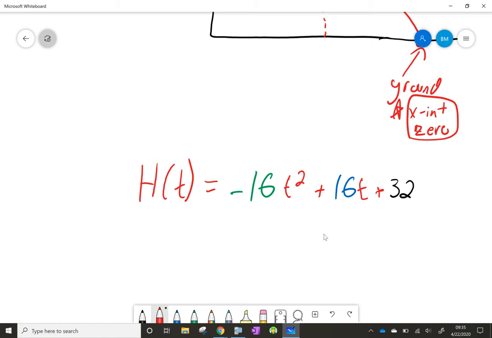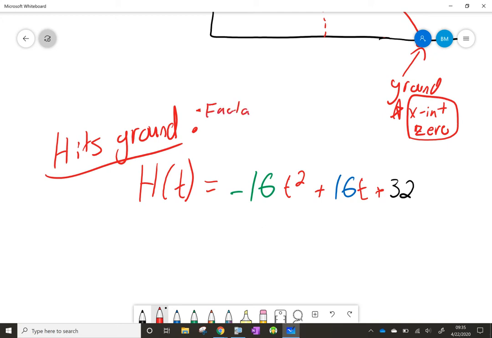Now, what's the first thing it wants us to find? When it hits the ground, right? So hits ground. Now there are two methods to finding this. You can either go through factoring, because factoring will find you the zeros or x-intercepts. By the way, hitting the ground means finding the x-intercept. So you can go through factoring or the quadratic formula. Either of these methods will work to find the x-intercept.